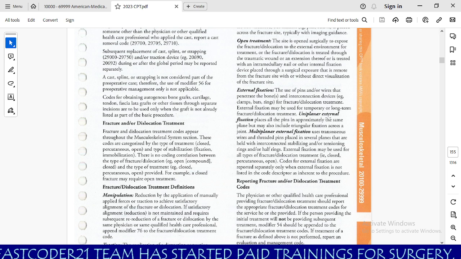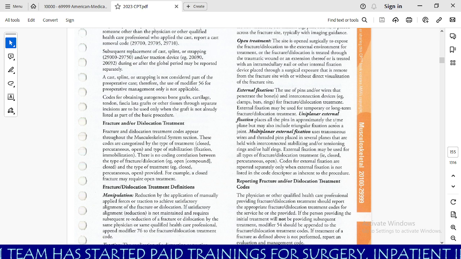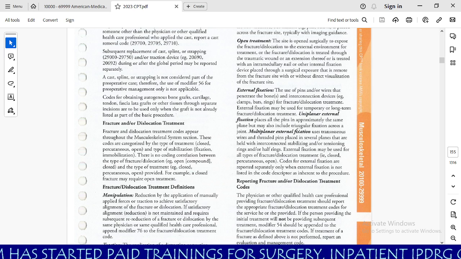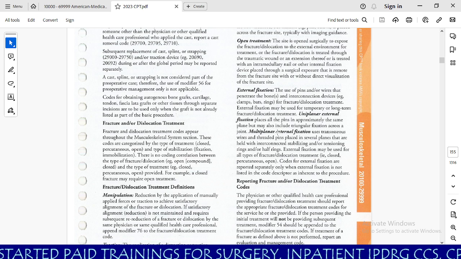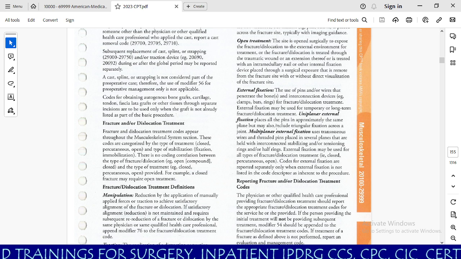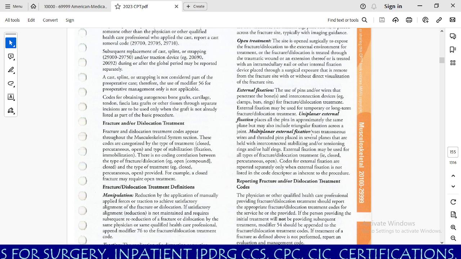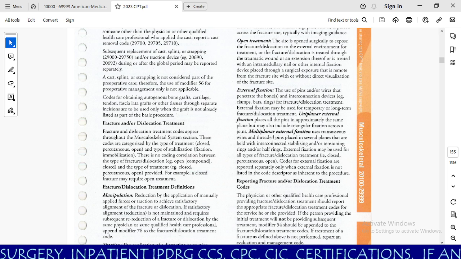Uniplanar external fixation places all the pins in approximately the same plane, but may also include triangular fixation across a joint. So uniplanar means one side of the fracture site. Multiplanar means multiple sides of the fracture site.